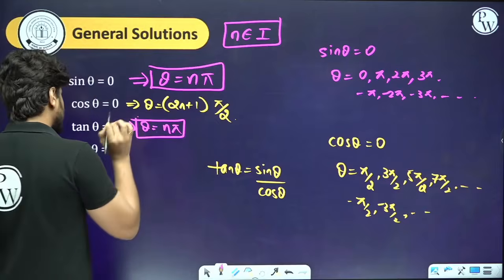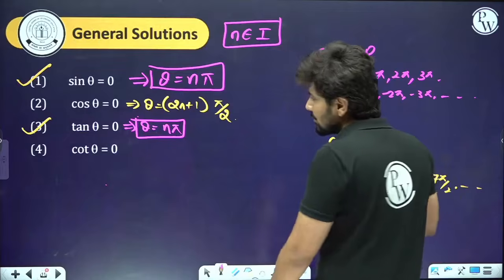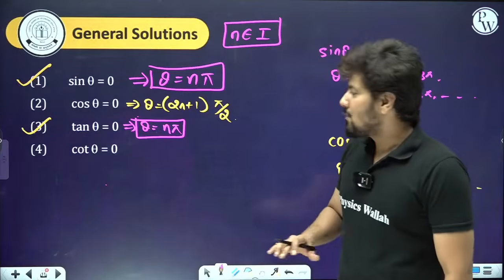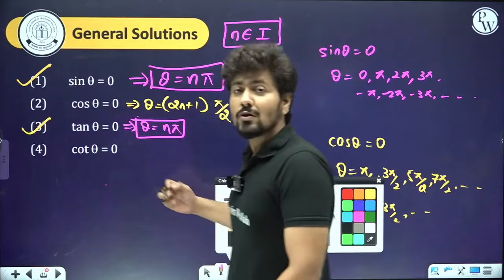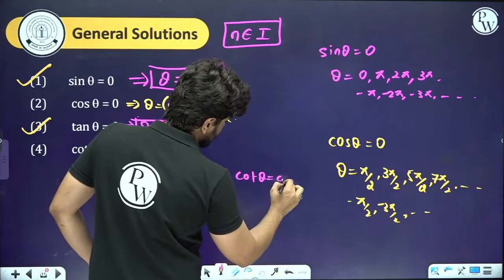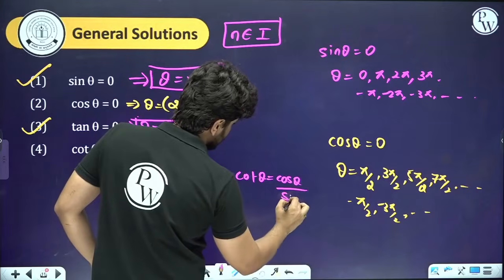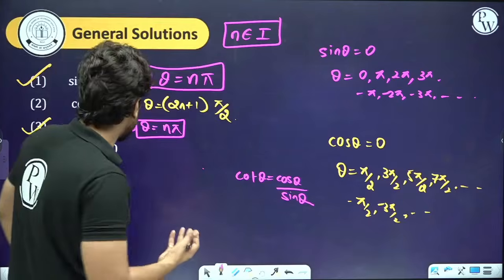Okay everyone? Now where is cot theta 0? Cot theta will be 0 where cos theta will be 0, because again cot theta is what? Cos theta upon sin theta. So where cos theta is 0, cot theta will also be 0 over there, right?